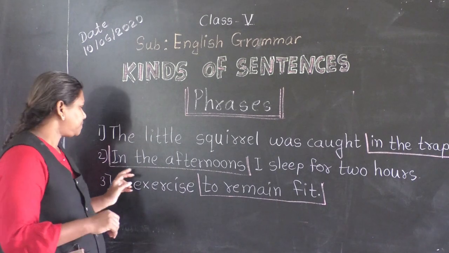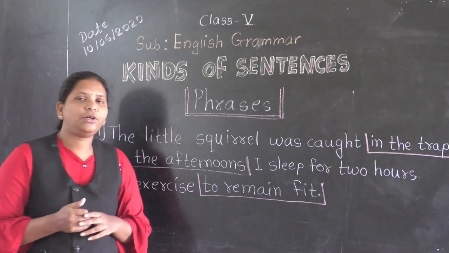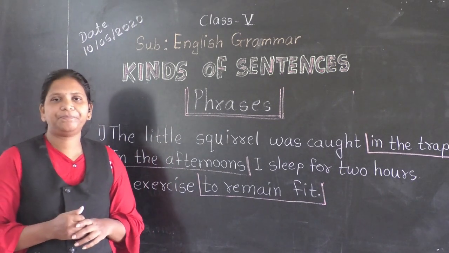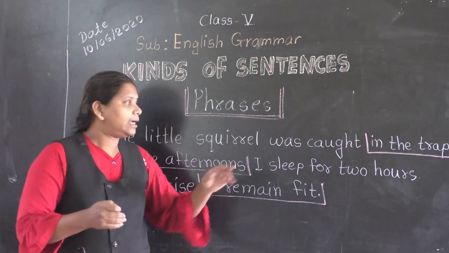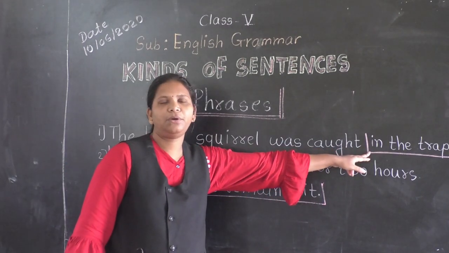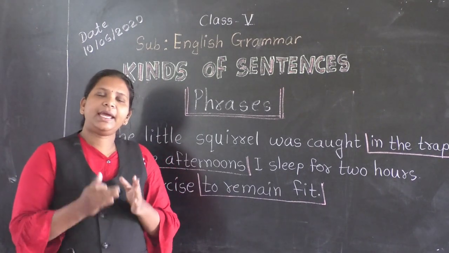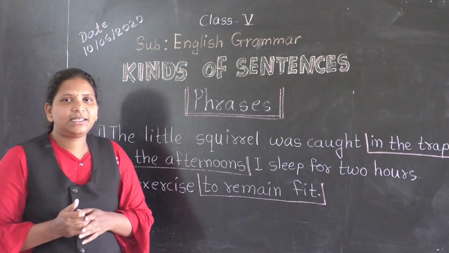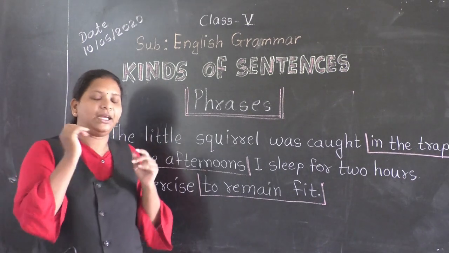Similarly, when I say in the afternoons, I sleep for 2 hours, I understand what the sentence is about, right? What we understand here is that a phrase can be found at the beginning, middle, or the end of the sentence. Here, in the trap is found at the end of the sentence. In the afternoons is at the beginning of the sentence, right? So a phrase can be changed into a sentence by adding other words to it. Okay? What did I say just now? A phrase can be changed into a sentence by adding other words to it. How? That we will see.